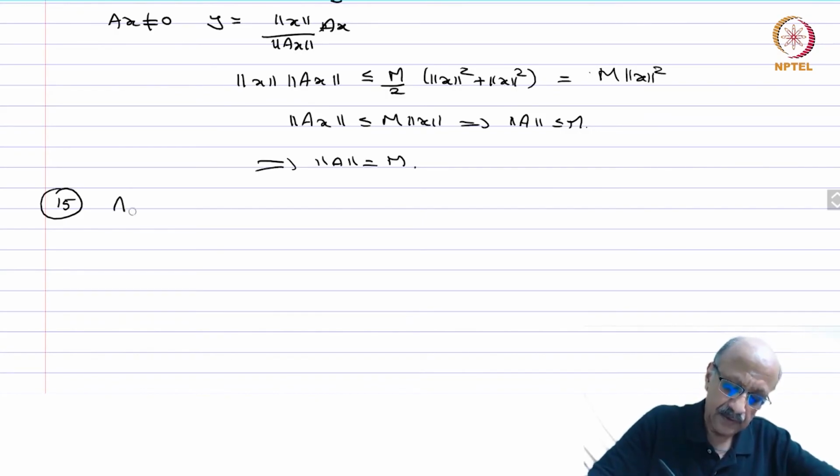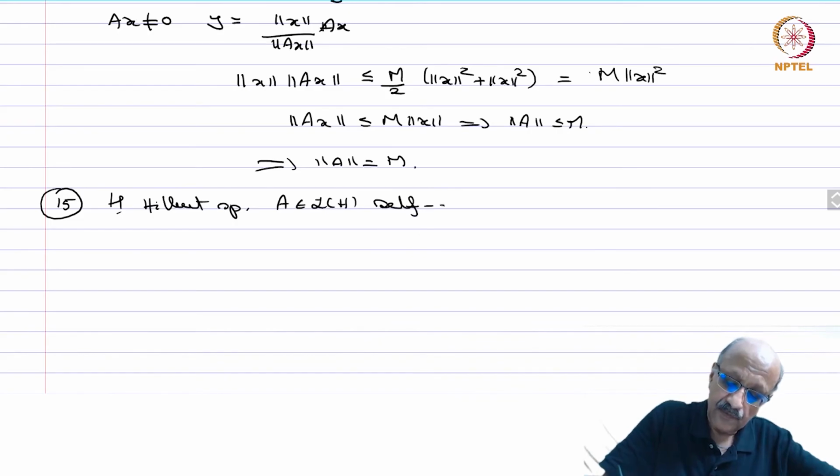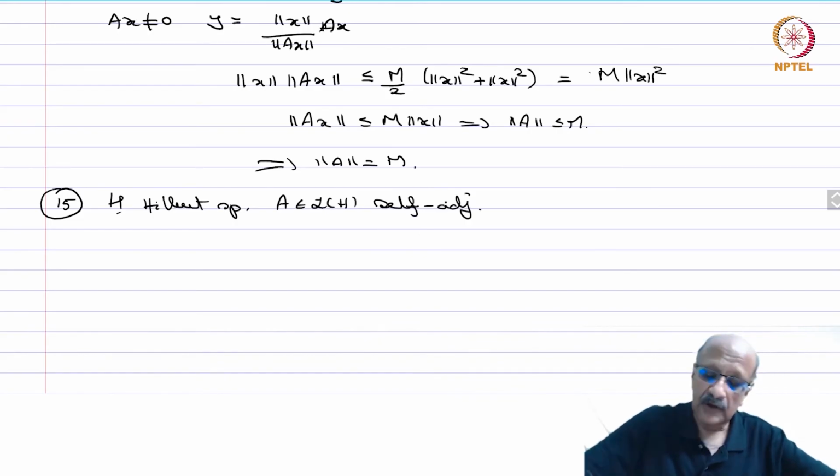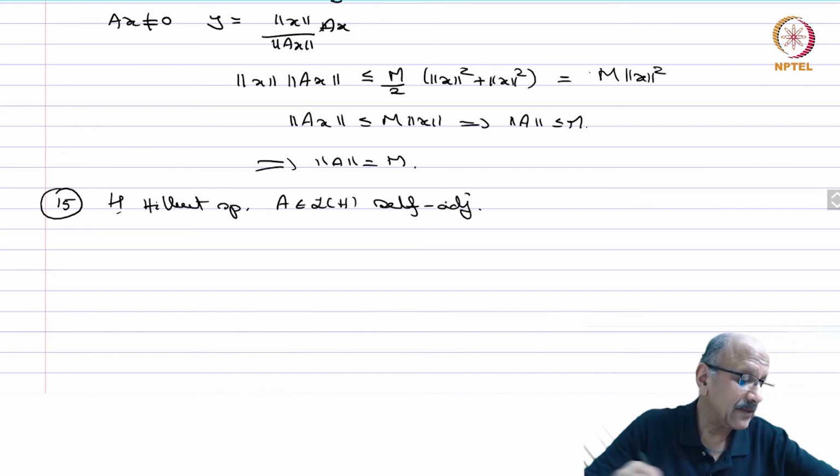H Hilbert space, A in L(H), self-adjoint. So we already know that the spectrum is contained in the real line. Now we are going to give some more precise information.